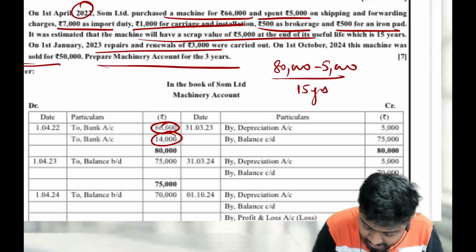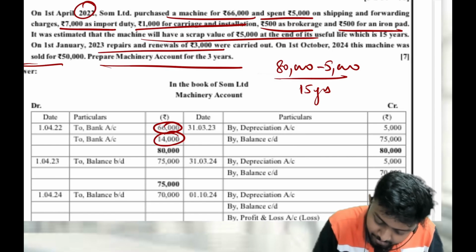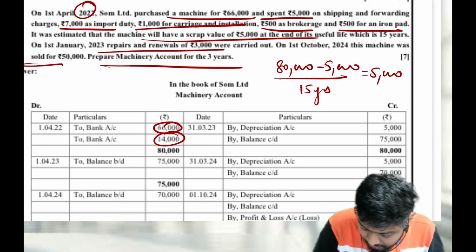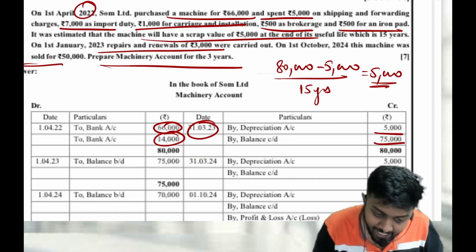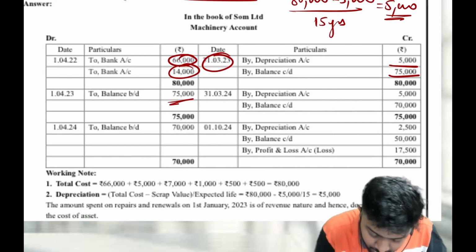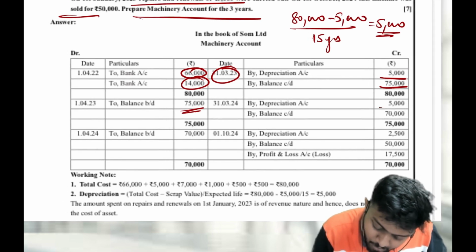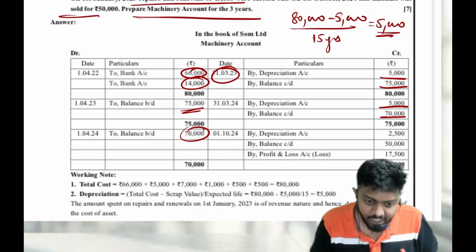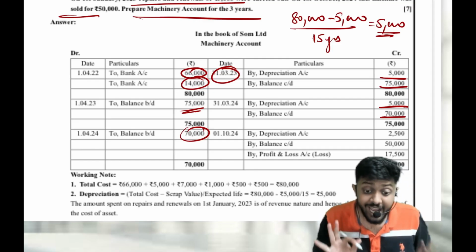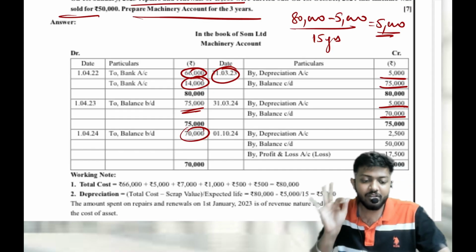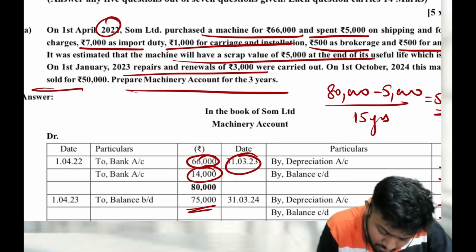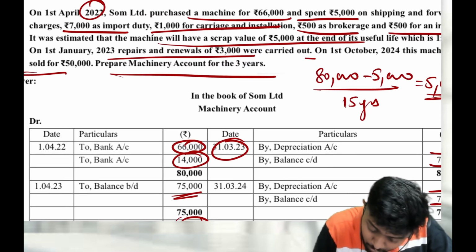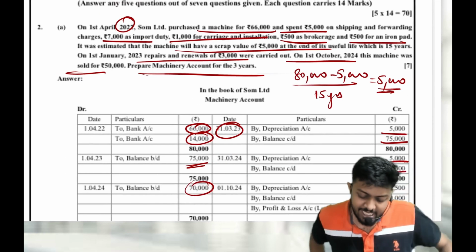So per year depreciation comes to 75 by 15, which is 5,000. At the end of the first year, depreciation is 5, closing balance 75. Next we take the balance to the next year, again depreciation 5,000. Close the balance, again take the balance to the next year. Again next year depreciation, wait, because in that year the sale has happened. What sale happened? On 1st October 2024, the sale has happened.